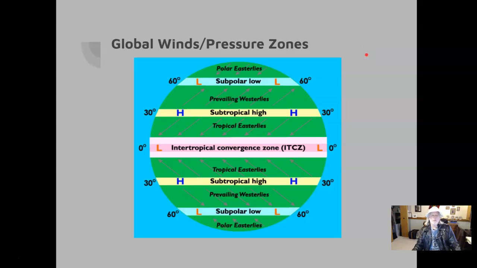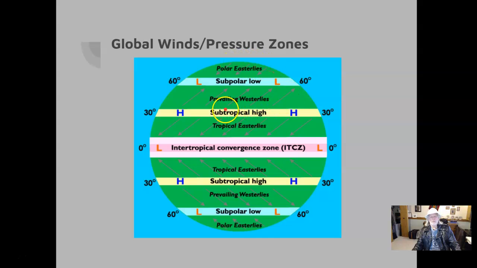Go through your global winds pressure zones. These are right in your notes. We have low pressure at the equator. This is where we have the jungles and the rainforest. High pressure is a sinking air. This is our global deserts. We have another low pressure at about 60 degrees, and then a high pressure right at the polar regions.